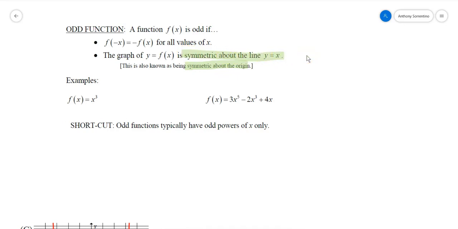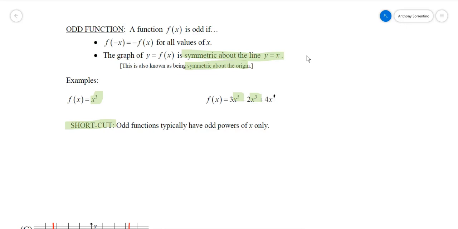The shortcut, again, is that odd functions typically have odd powers of x only. So not quantities of x, but just x's, and each of the exponents, as you can see, like here, here, here, and here, there's a 1 over here. So that's technically the same thing. They're all odd numbers. Again, that helps me determine or get an idea of what kind of function it is. It is not proving it to be the same thing or determining that it is.